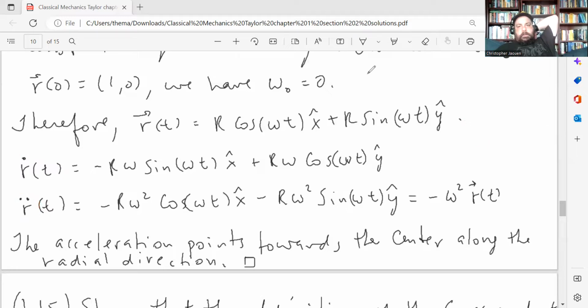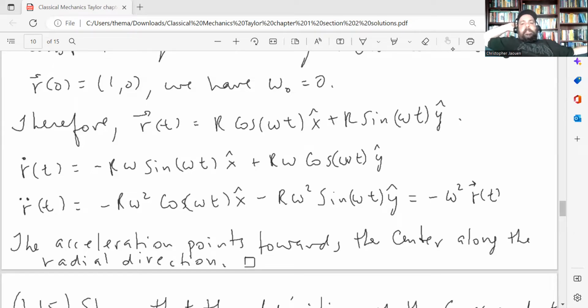All right, so when we take the first derivative of the formula for r of t that we just found, you get negative r omega sine omega t x hat plus r omega cosine omega t y hat. Don't forget, you have to use the chain rule for that, because those are composite functions. And then take the second derivative, you get negative r omega squared cosine omega t x hat minus r omega squared sine omega t y hat. And if you notice, you can factor out the negative omega squared, and that is equal to negative omega squared times the original position vector r.